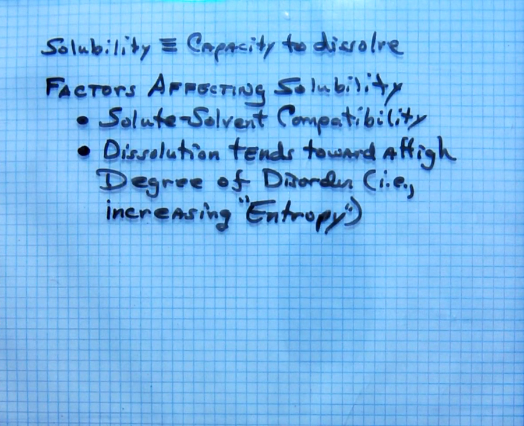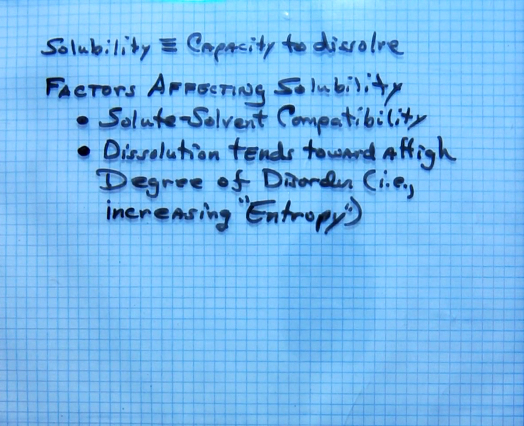Okay, dissolution tends toward a high degree of disorder. In the study of thermodynamics, they're divided into laws of thermodynamics. The first law deals with energy, and we looked at that in thermochemistry. But the second law of thermodynamics deals with the concept of disorder. Everything has a tendency to move to a more disordered state. That's like a ball rolling downhill. You put a ball on the side of an incline and turn it loose, it'll automatically roll downhill. It's a natural tendency to go to a lower energy state.